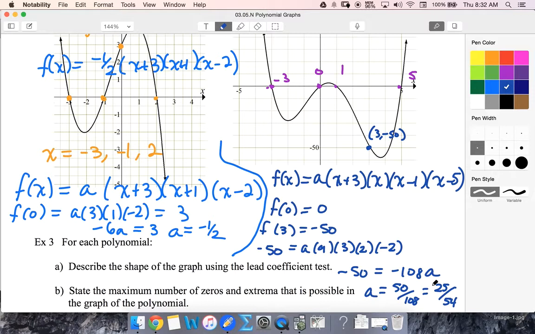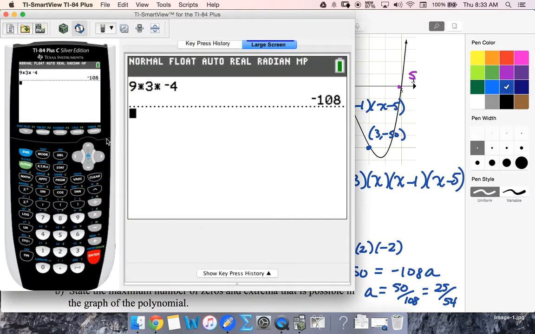All right. So positive 25 over 54, that lets me go back and fill in for this equation. So my equation, f of x, 25 over 54. It's an odd a value, but that's okay. X plus 3, x minus 1, x minus 5. Because it's such an odd value, let's graph it and see that that's true.